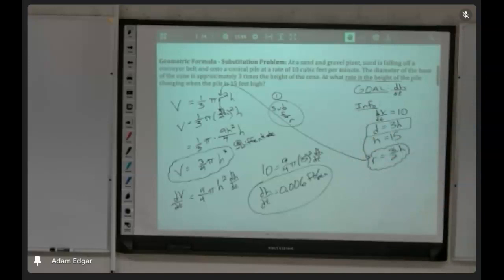All right. You want to do another one of these substitution problems? I don't think I have one in the packet, so I'll have to make one up. That's fine. I'm going to make one up. So over here, is there space in the back? Yeah, space underneath. Just make space. So another geometry substitution example.